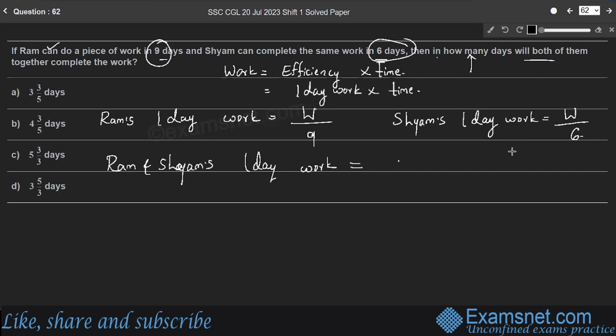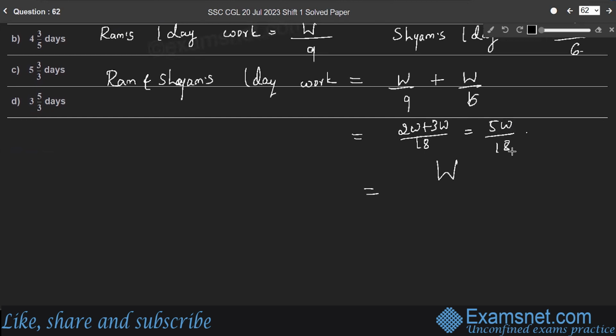If they start working together, their 1 day work becomes W by 9 plus W by 6. Take the LCM, so here 18 is the LCM. So 2W plus 3W is the numerator part. So 5W by 18 is their 1 day work. Express the numerator as the total work, so W by denominator becomes 18 by 5, which is equal to 3 integer 3 by 5.